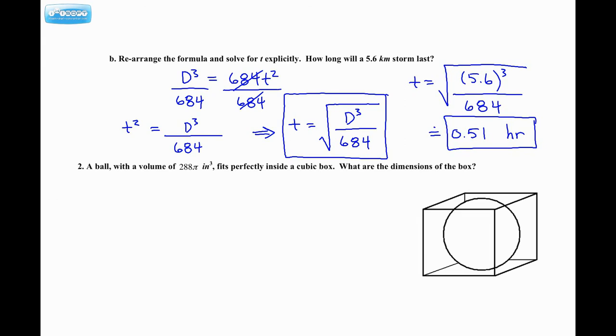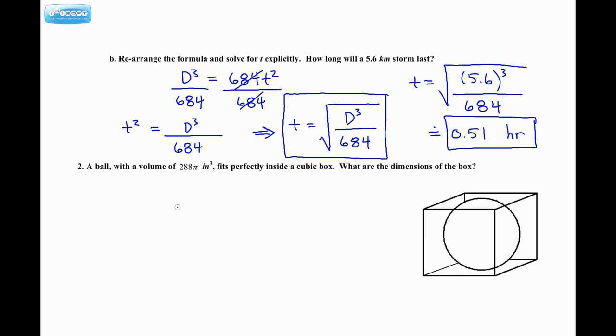A ball with a volume of 288 pi cubic inches fits perfectly inside a cubic box. Well, obviously, if it's a spherical ball, it has to be a cubic box. But what are the dimensions of the box? Meaning, what's the length, the width, and the height? Well, if I can determine the radius of the ball, I can easily figure out the dimensions of the box.